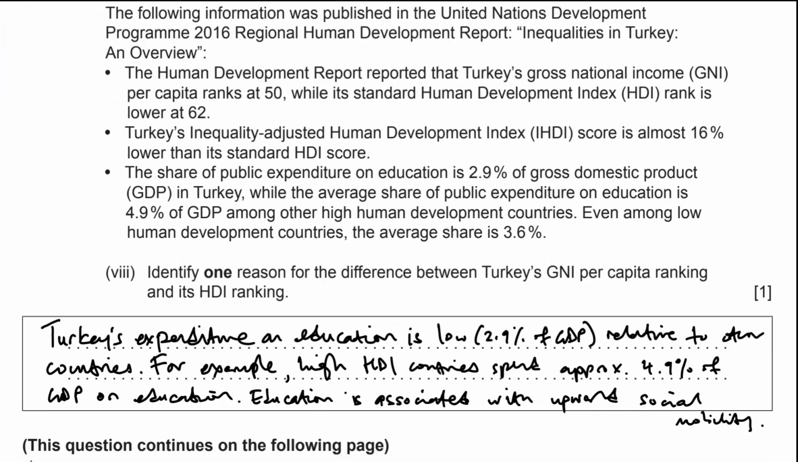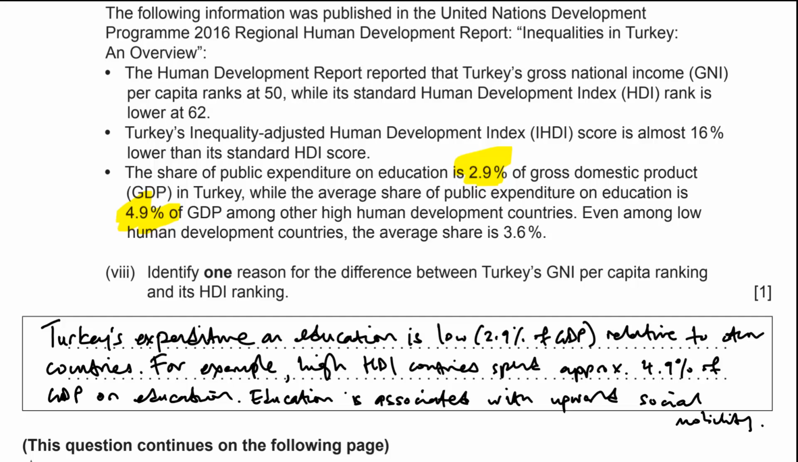Right, so in the second part of this question, the following information was published in the United Nations Development Program 2016 Regional Human Development Report, Inequalities in Turkey. The Human Development Report reported that Turkey's gross national income, or GNI, per capita ranks at 50, while its Human Development Index, HDI, rank is lower at 62. Turkey's Inequality Adjusted Human Development Index, IHDI, score is almost 16% lower than its standard HDI score. The share of public expenditure on education is 2.9% of gross domestic product, while the average share of public expenditure on education is 4.9% of GDP.